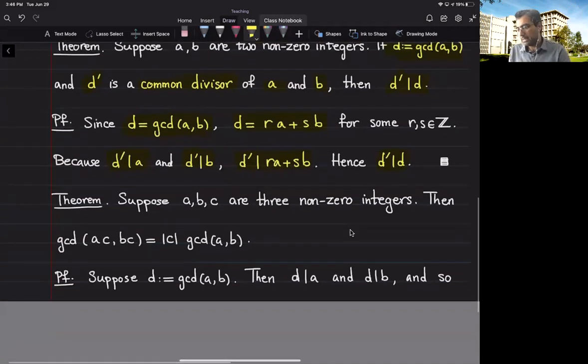Now, the last property of GCD that we want to mention is the following: as I multiply a pair by another non-zero integer, the GCD is multiplied by the absolute value of that new integer. So GCD of AC, BC is the same as the absolute value of C times GCD of A and B. As I've mentioned, all of these results are quite intuitive, but the proofs are often subtle and one has to pay attention to them.